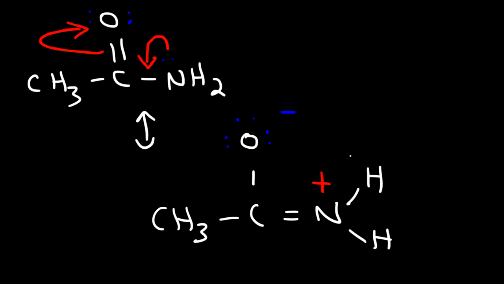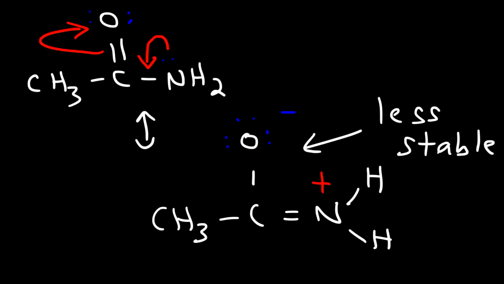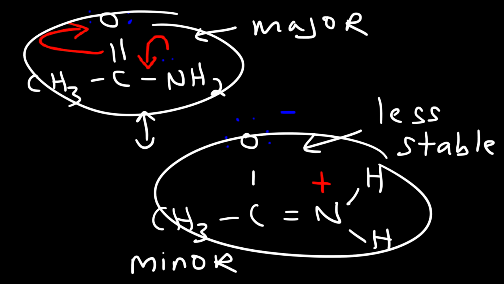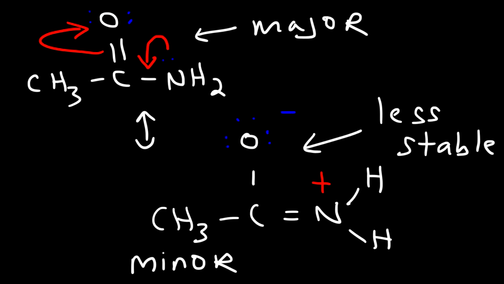And whenever you see this situation, whenever you have separation of charge, it creates a less stable situation. And so the less stable resonance structure is known as the minor resonance structure, and the more stable one is known as the major resonance structure. The actual molecule is really a hybrid between these two. However, the actual molecule looks more like the major resonance contributor and less like the minor resonance contributor. Even though it's somewhere in between, it's going to look more like this molecule.